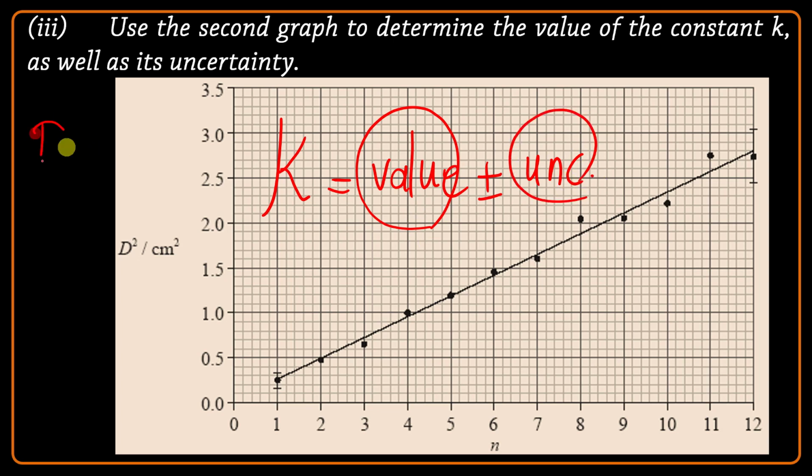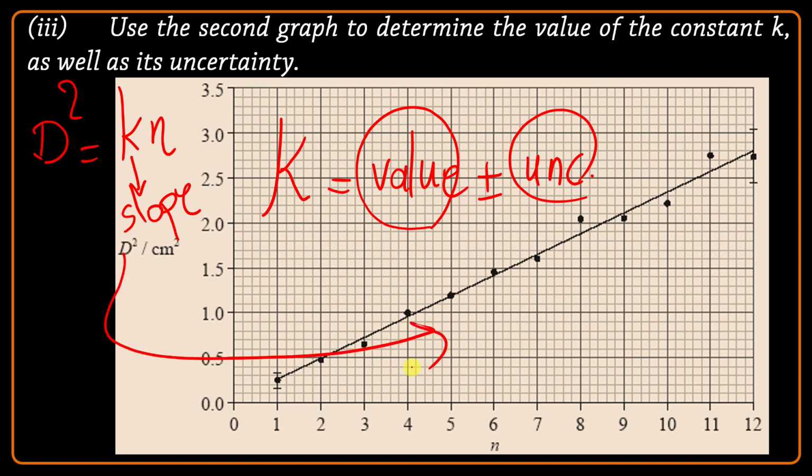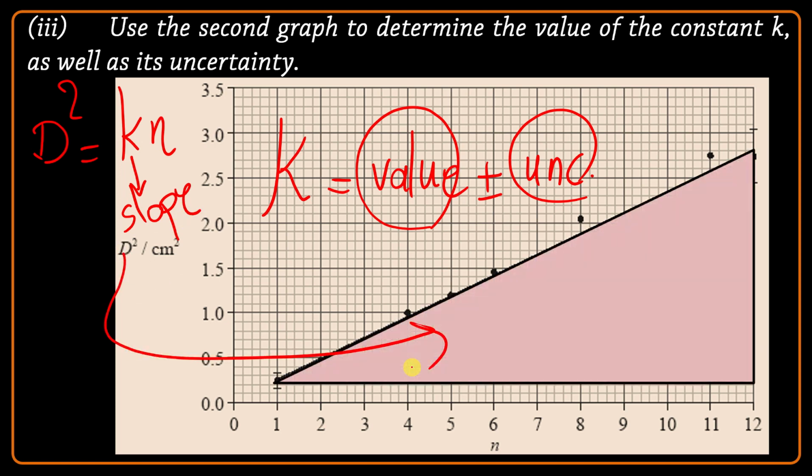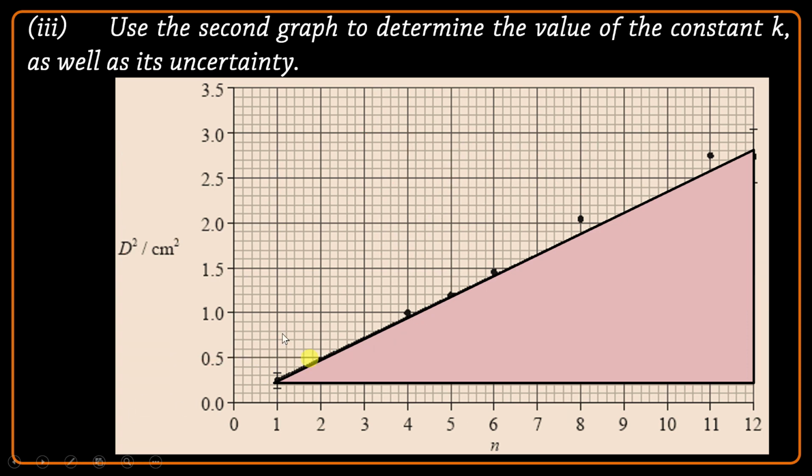When I write d squared is equal to kn, it means that d squared versus n is a line and k is the slope. For finding the slope, I always use a right triangle like this. I put the hypotenuse exactly over the best fit line, and then I write vertical over horizontal to find the slope. This gives me the value. Then we will look for uncertainty.